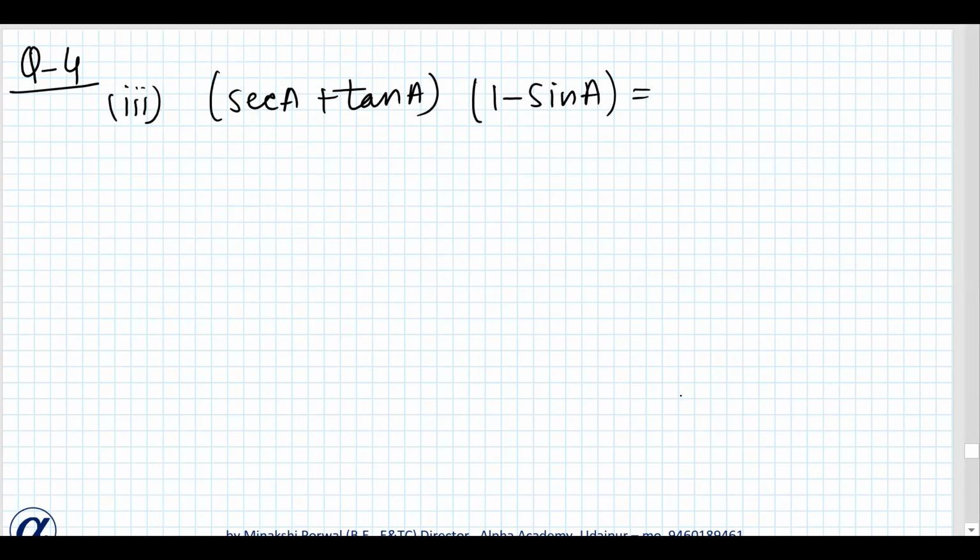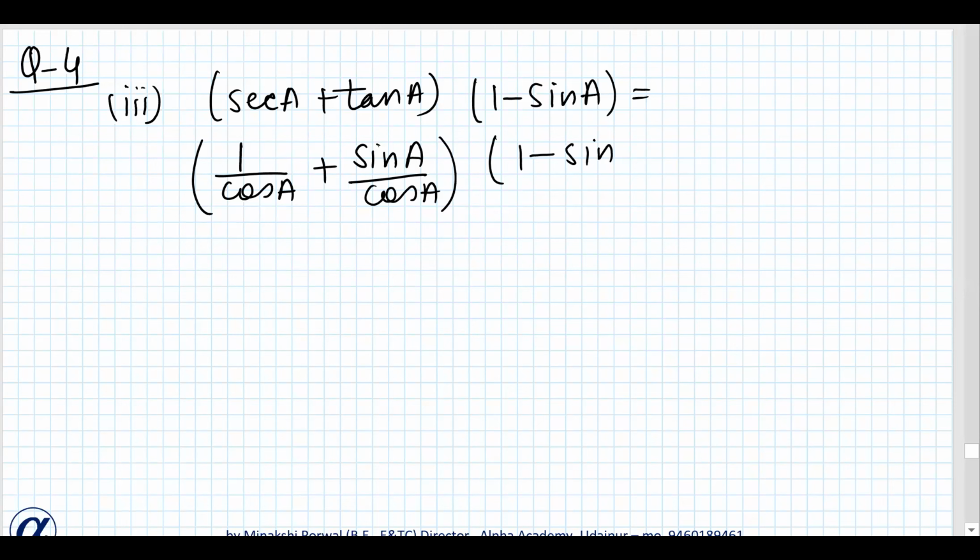So question number 4, third part we are doing. Sec a plus tan a into 1 minus sin a equals to, and 4 options are given. So how we'll do it? Sec a is 1 upon cos a, tan a is sin a upon cos a, and this is 1 minus sin a as it is I have written.